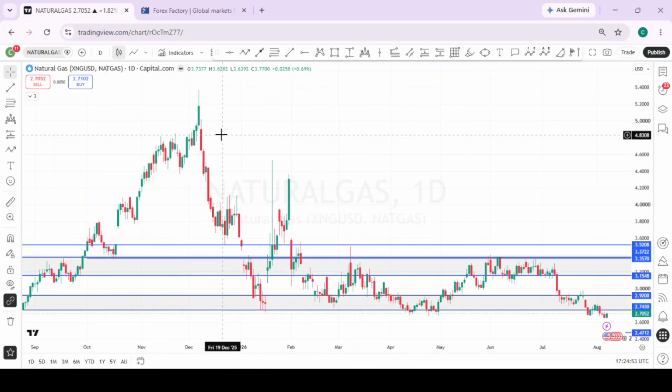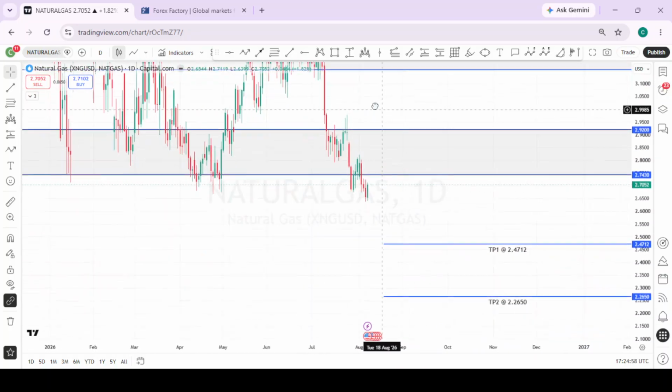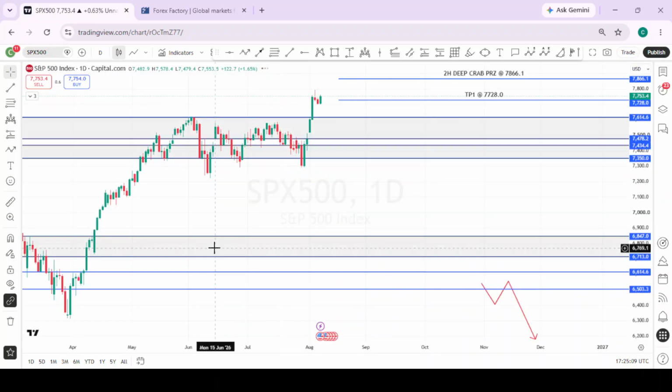This is natural gas, and natural gas is extremely bearish now. Going into next week, what we'll be looking out for is a possible pullback into this area of interest, and we look for selling opportunities from here to the downside. So these are the various targets we have for natural gas for the coming week.